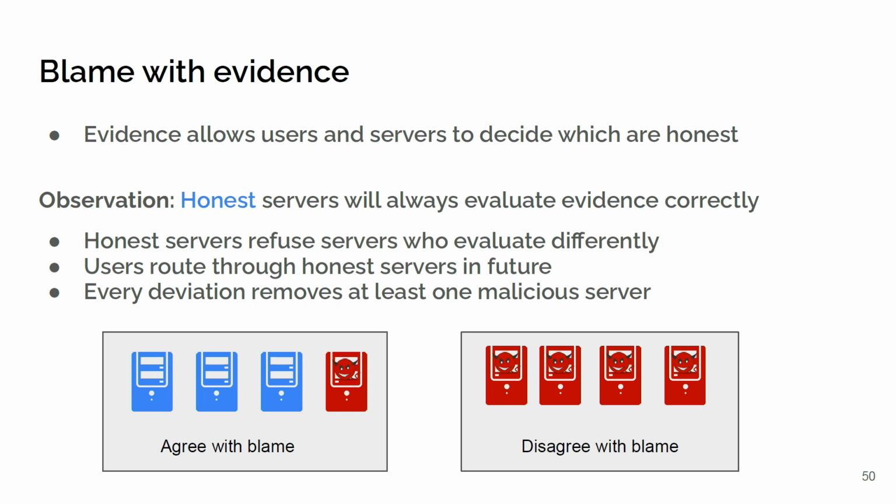And that means the users can choose to route through the honest servers in the future. And since every deviation will remove at least one malicious server, we'll eventually converge to the set of honest servers. And so we can actually support even a dishonest majority.